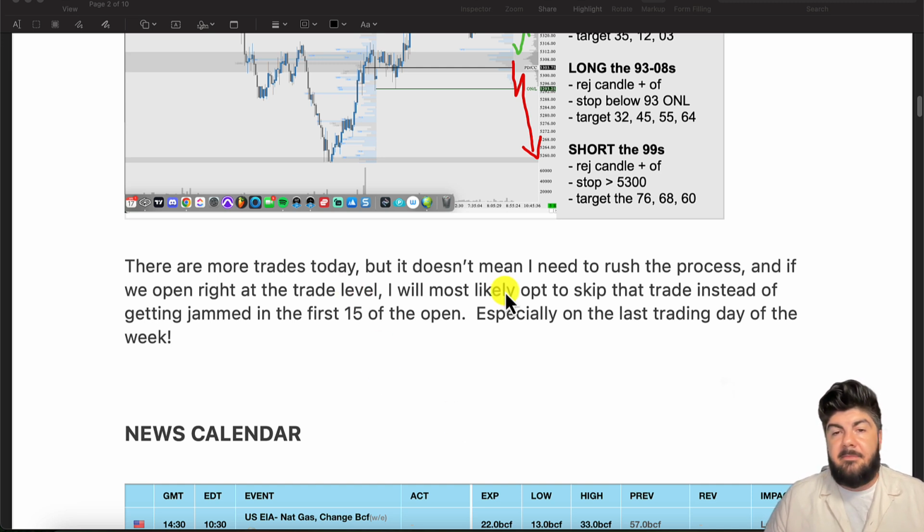This is what I wrote about the session. There are more trades today, but it doesn't mean I need to rush the process. And if we open right at the trade level, I'll most likely opt to skip that trade instead of getting jammed in the first 15 minutes of the open, especially on the last trading day of the week. So what I'm highlighting here is I'm slowing myself down. I'm essentially talking to myself in this journal.